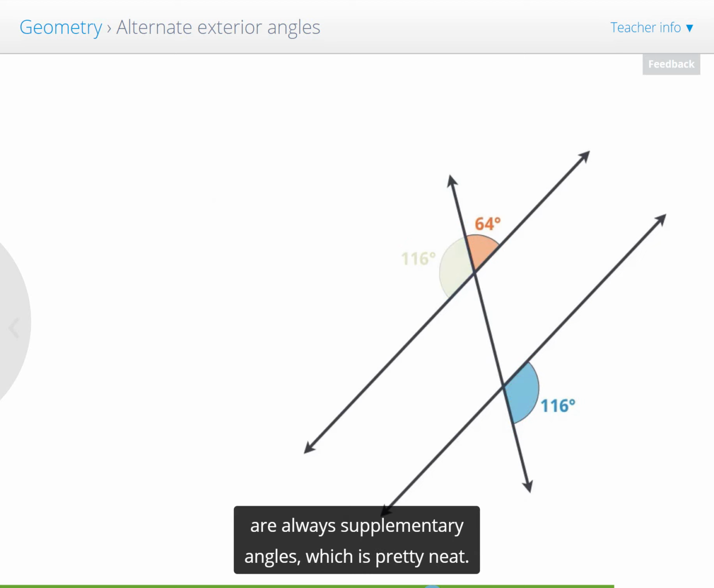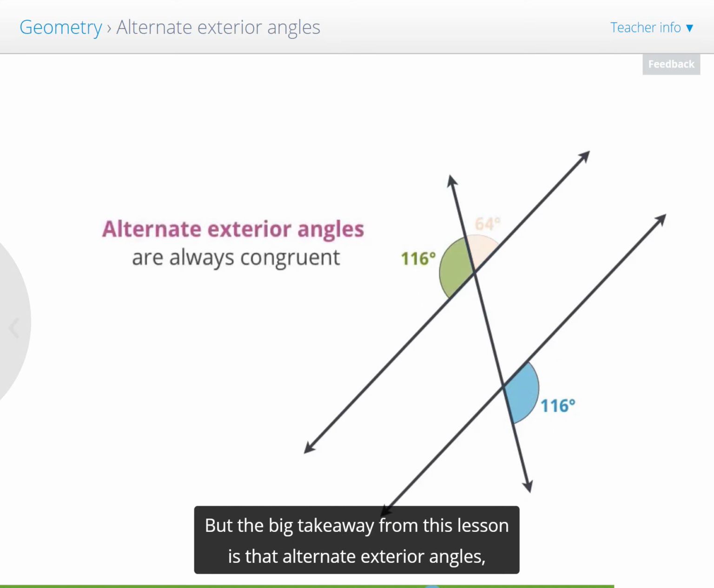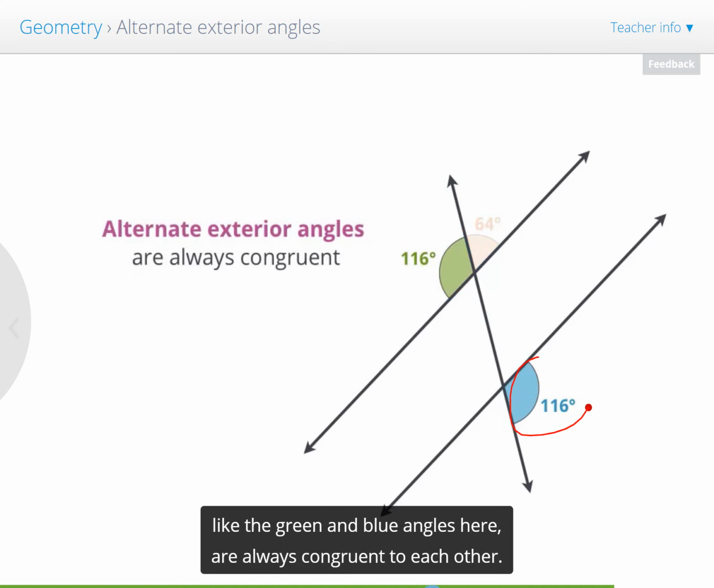which is pretty neat. But the big takeaway from this lesson is that alternate exterior angles, like the green and blue angles here, are always congruent to each other.